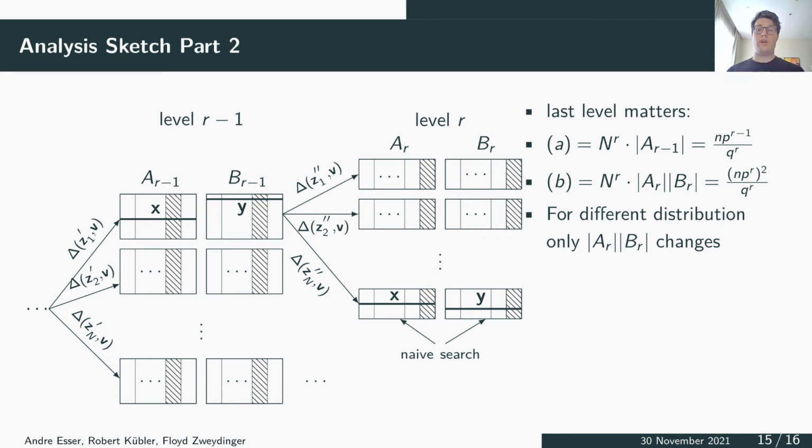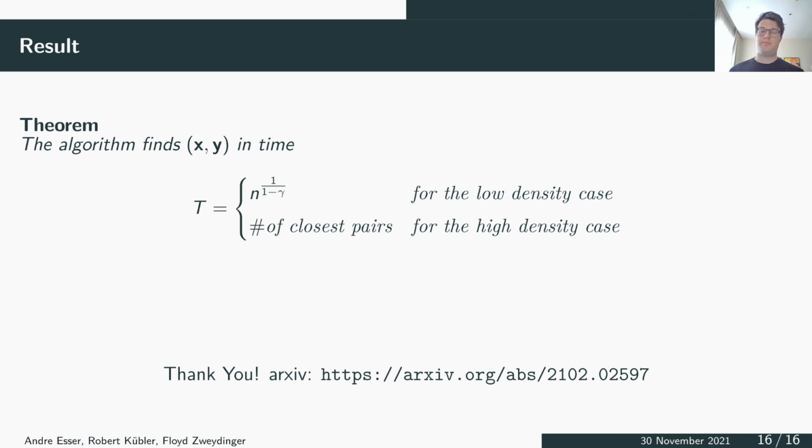And now we are finally able to state the full theorem of our algorithm. So the algorithm I just stated finds the distinguished pair x and y in time t, where t is, in the low density case, the time lower bound of any LSF based algorithm, and in the high density case the expected number of closest pairs we find in the two input lists.